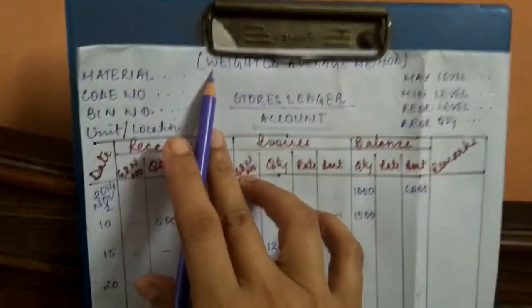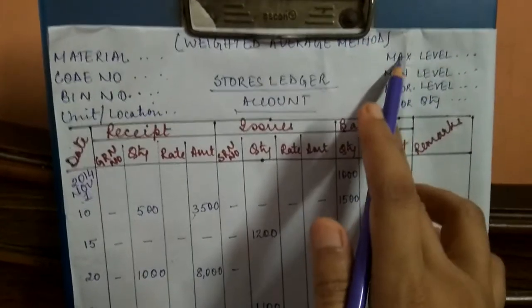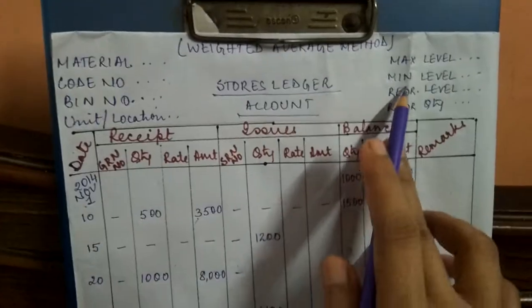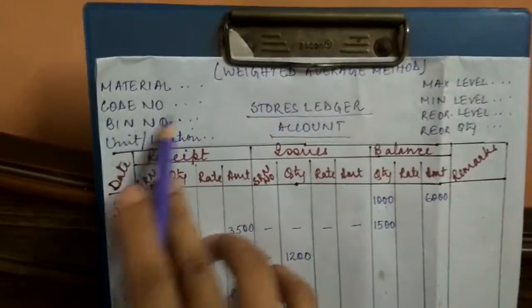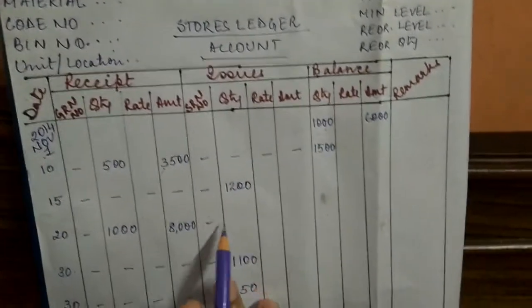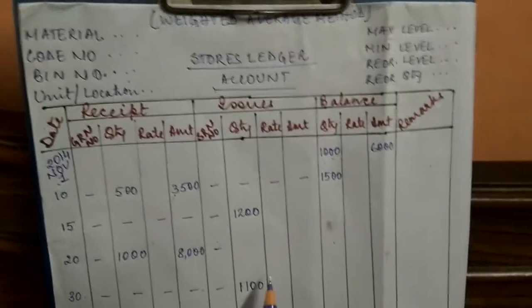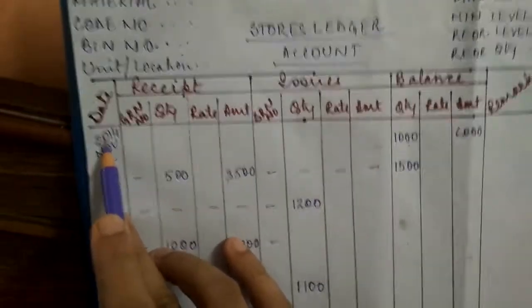Now see, this is the format where you will put the heading: weighted average method, stores ledger account. Here, as you know, maximum level, minimum level, reorder quantity, material, code number, bin number, unit and location. Everything is this. This is the format, you know the format, right? Now see, as per the question, what is the year given?